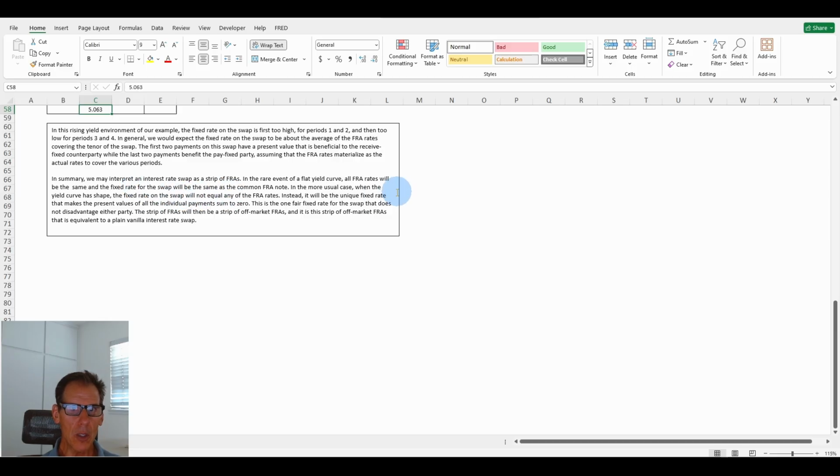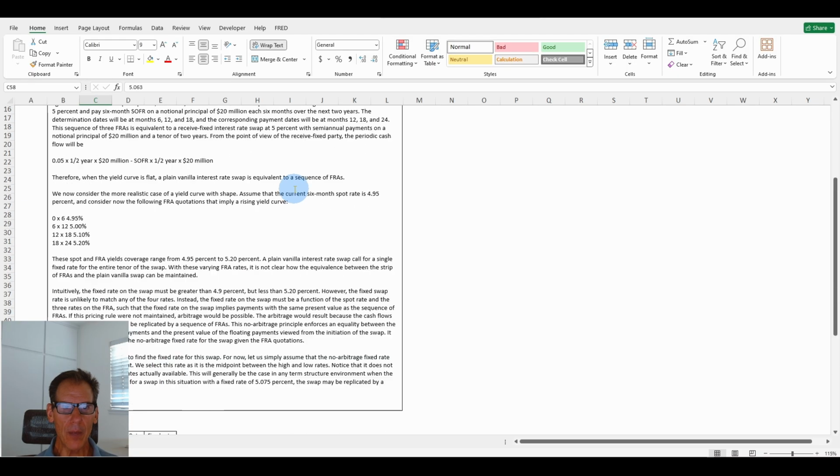Instead, it will be the unique fixed rate that makes the present value of all of the individual payments sum to 0. This is the one fair fixed rate for the swap that does not disadvantage either party. The strip of FRAs will then be a strip of off-market forward rate agreements, and it is this strip of off-market FRAs that is equivalent to a plain vanilla interest rate swap. Reread it if you need it.